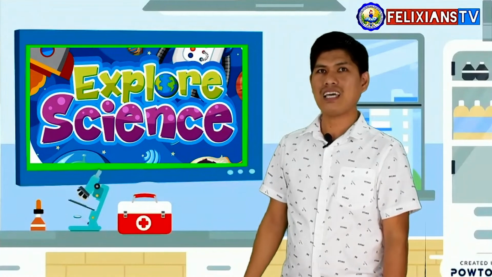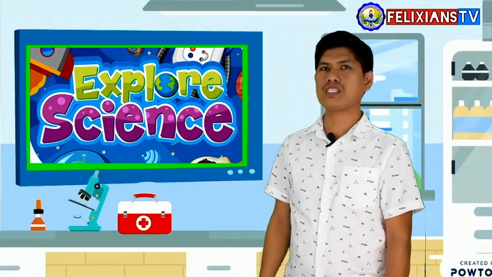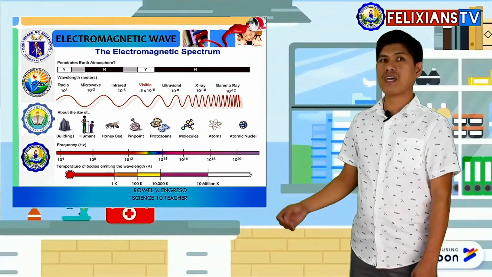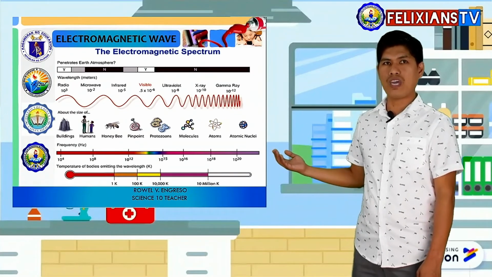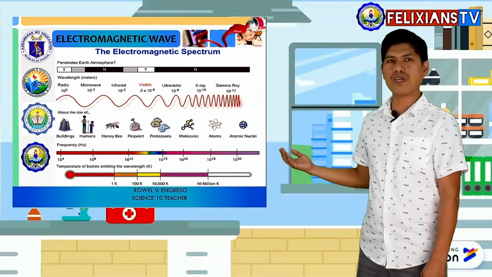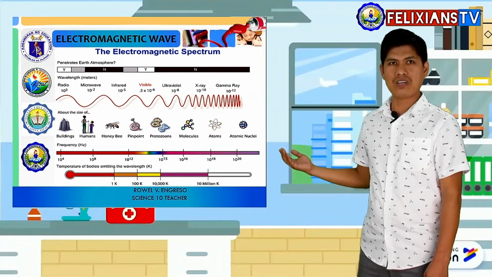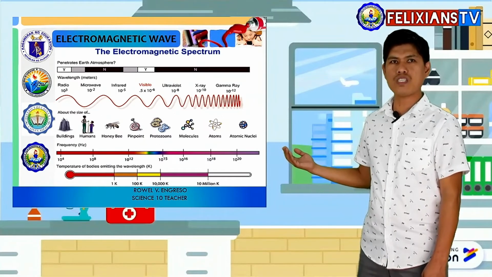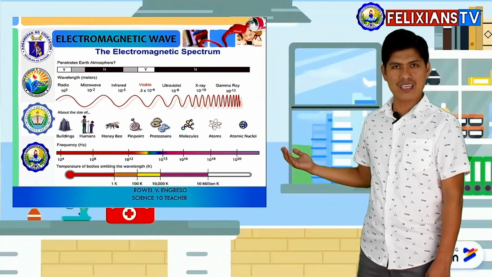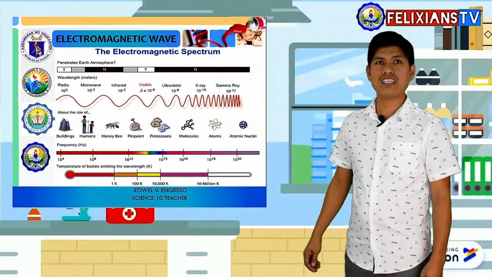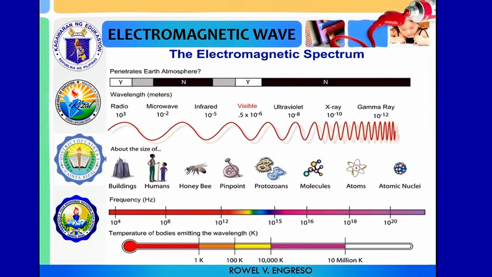At this point, let us now explore electromagnetic spectrum. Electromagnetic spectrum is a continuum of electromagnetic waves arranged according to the frequency and wavelength. It is a gradual progression from waves of lowest frequency to the waves of highest frequency. Electromagnetic spectrum can be arranged according to increasing frequencies. This includes the radio wave, the microwave, the infrared, visible light, ultraviolet rays, X-rays, and gamma rays.